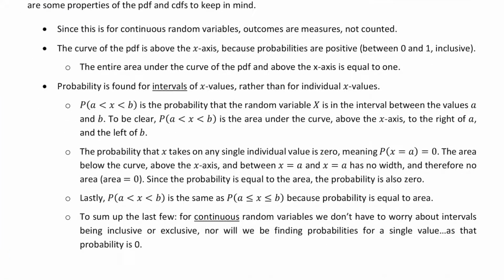Because we don't worry about the equal to parts, whether it's a is less than x, which is less than b, or a is less than or equal to x, which is less than or equal to b, those are really the same thing. So to sum up, when it's a continuous random variable, we don't have to worry about whether it's inclusive or exclusive. We're just looking for these intervals.